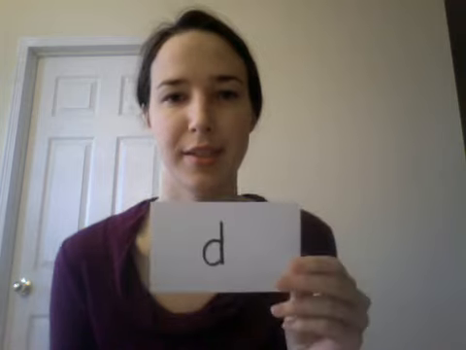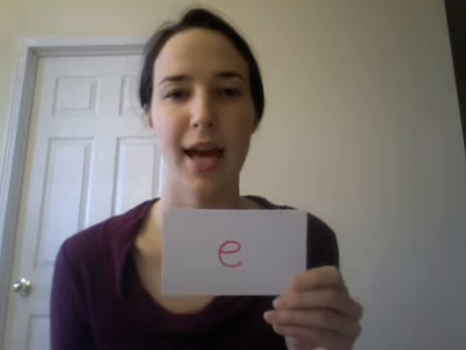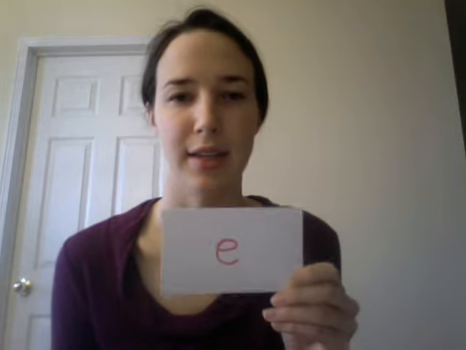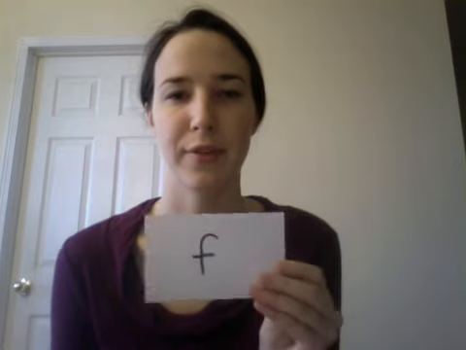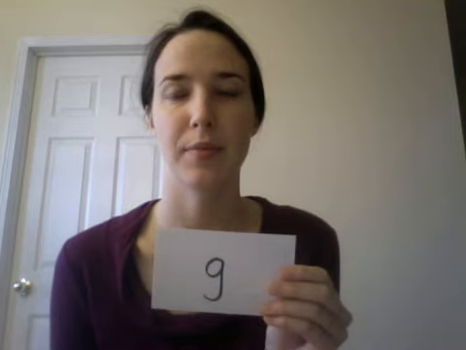Okay, now we have d, and this is how we represent d. Next is the sound eh, our second short vowel sound, and it's represented like this. And the next sound is G. Now, G can also make the sound J, but we have another letter to represent the sound J, so we're going to leave that to the J. So for now, G.